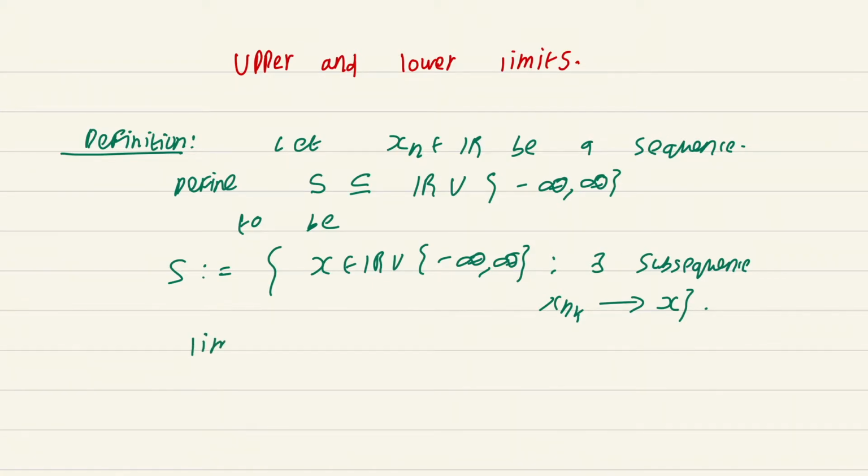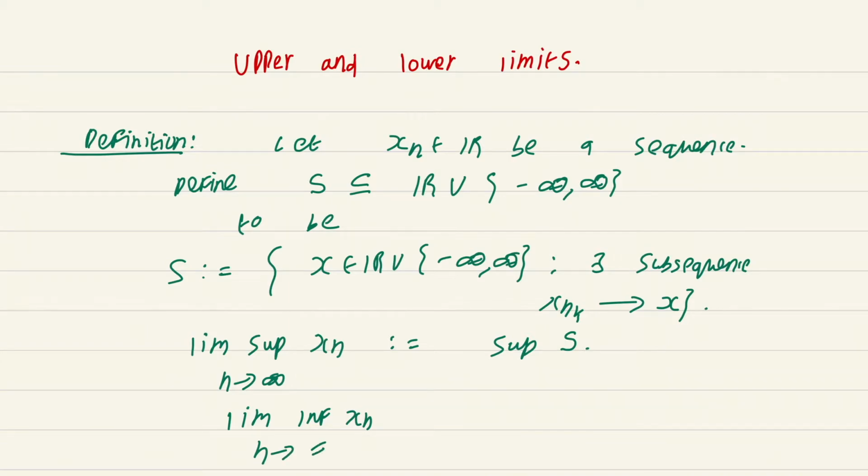Now the limsup of xn, n going to infinity, is just by definition the supremum of this set S. If this set S is unbounded, or if the set S contains the point plus infinity, the supremum is taken to be plus infinity. Similarly, liminf of xn, n going to infinity, is just the infimum of this set S with the same remarks. If the set S is either not bounded below or it contains the point minus infinity, then the liminf is just minus infinity.